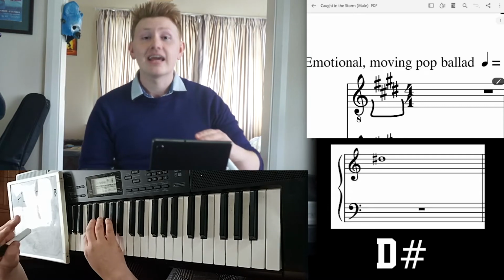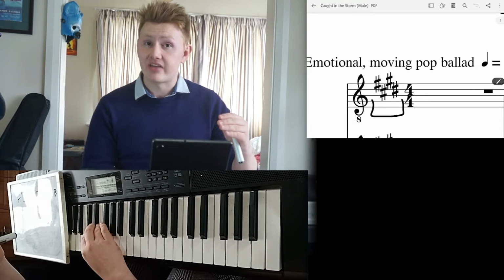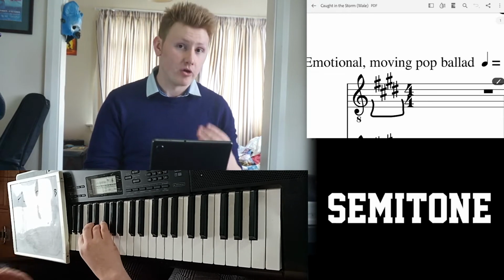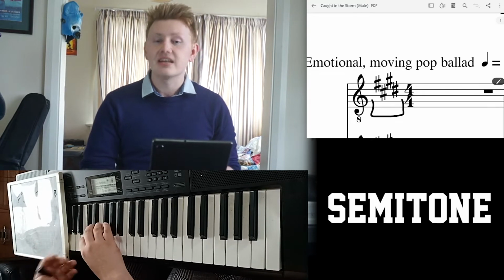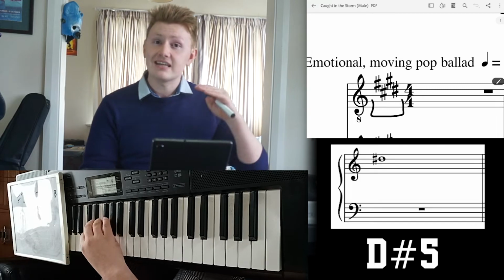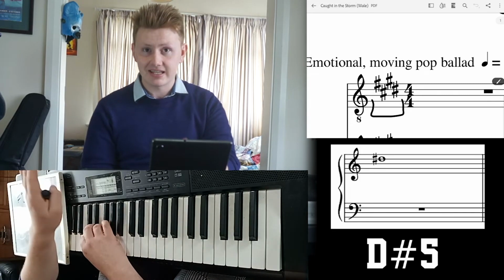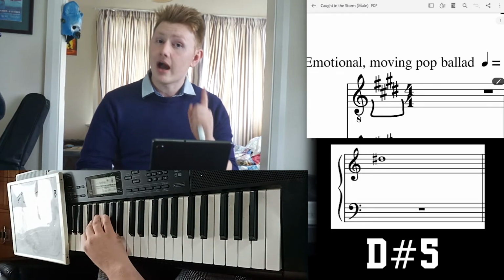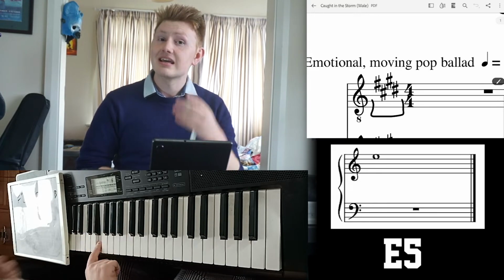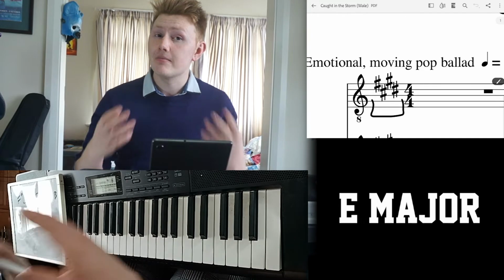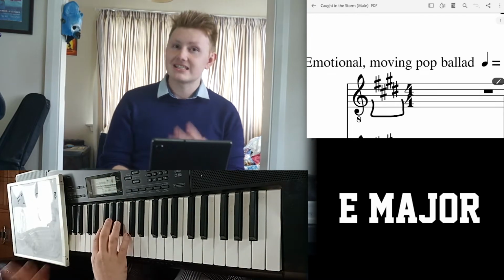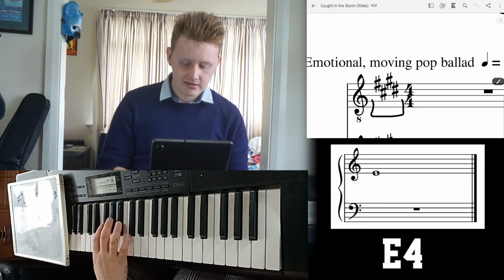We take that and go one semitone above that. One semitone is one step on the piano. So going from one key to the next is one semitone. Taking the D sharp, which is the last sharp in the key signature, going up one semitone, E. We are in the key of E major, which means the scale sounds like this.